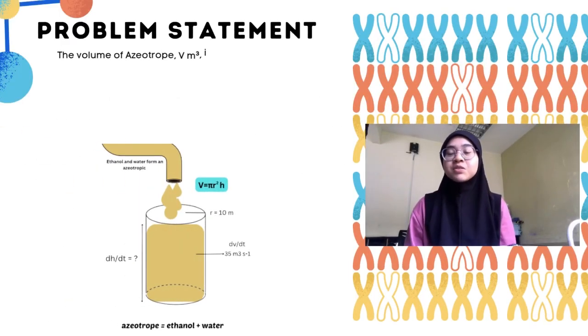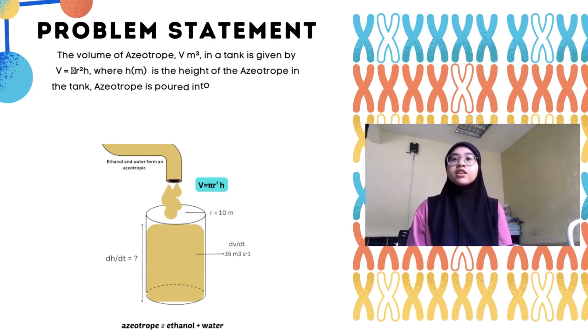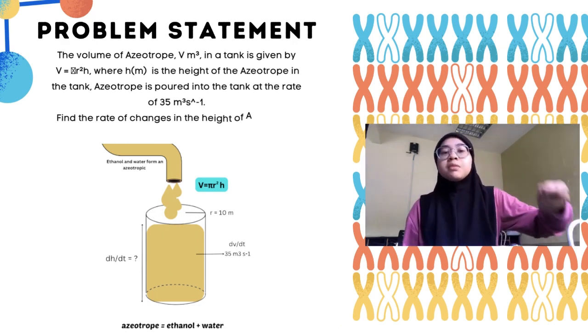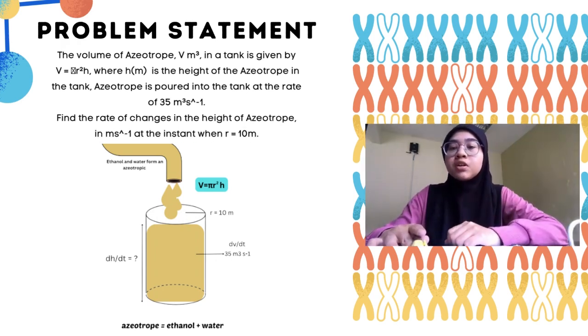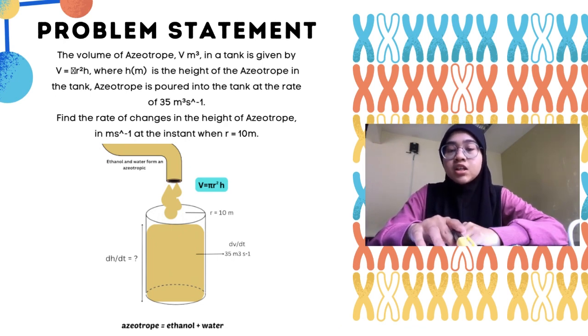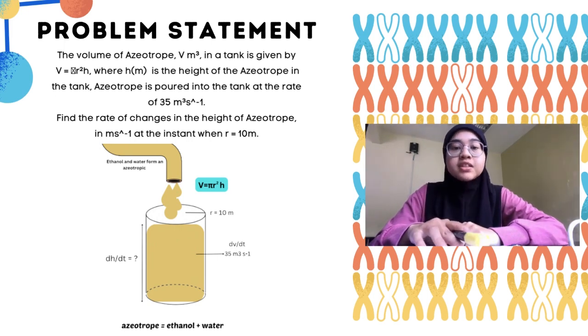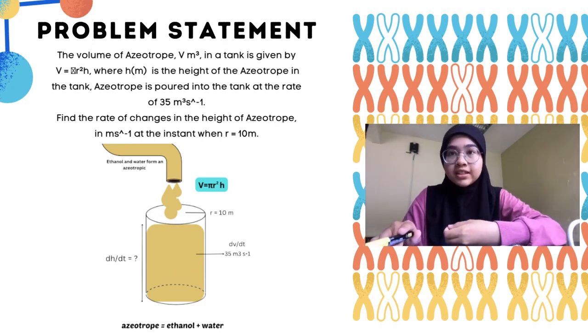Assalamualaikum and hi, my name is Nurliana Akila binti Zainuddin and I will be talking about the problem statement that my group has chosen for the topic derivation in chemical engineering. So, the problem statement: the volume of azeotrope in V meter cube in a tank container is given by the formula volume equals pi r squared h, where h in meter is the height of the azeotrope in the tank. Azeotrope is then put into the tank at the rate of 35 meter cube per second.